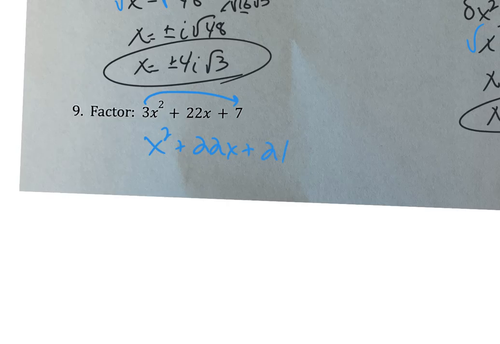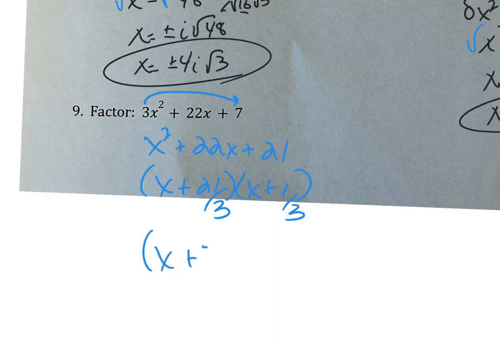So I'm thinking about what factors of 21 give me 22. And I'm thinking 21 and 1. Now don't stop there. So many people stop right there. Remember, slide, divide, slide. So we slid the 3. Now we got to divide by 3. Now because it says factor, it doesn't say solve, you need to finish up here.